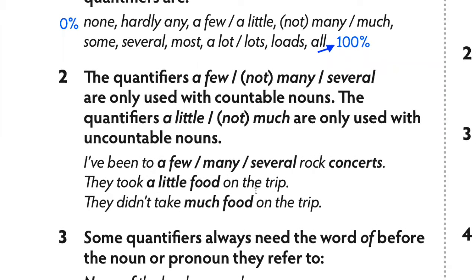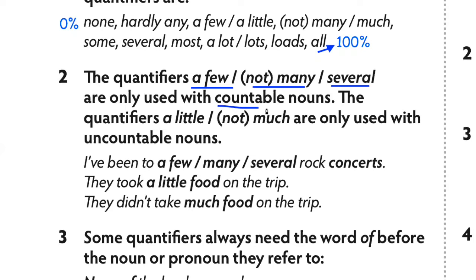Now we hear Fabiana. Fabiana, good afternoon. Hi, teacher. Hello. Please, let's do number 2. The quantifiers a few, not many, several are only used with countable nouns. The quantifiers a little, not much are only used with uncountable nouns. Okay, stop. No, stop for a moment. Here it says that the quantifiers we have, let me underline, you can also do it, a few, also not many, or several, are only used with countable nouns.